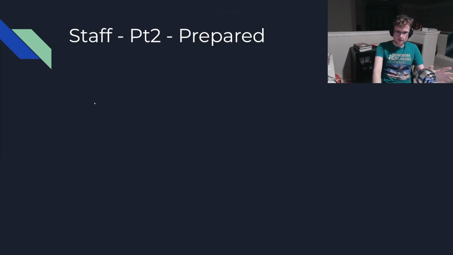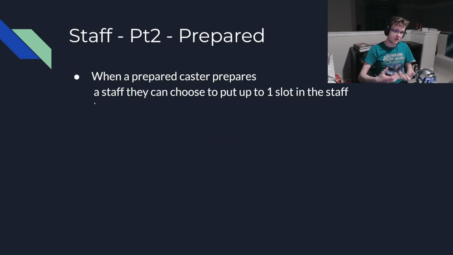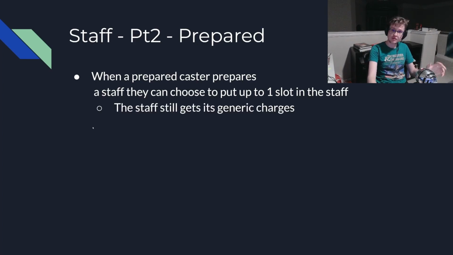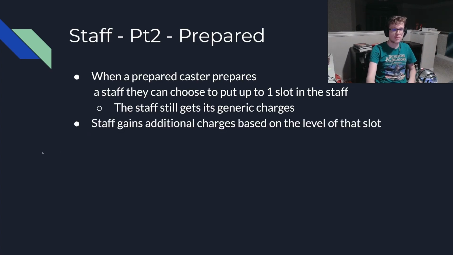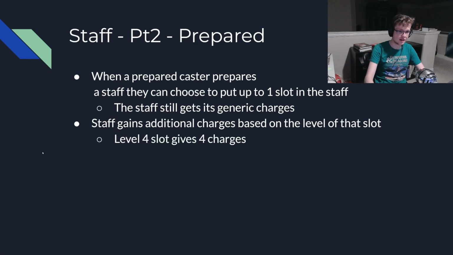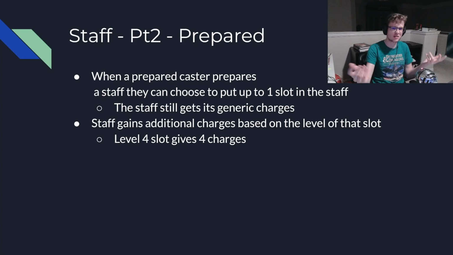Prepared staffs. So, when a prepared caster prepares a staff, they can choose to put up to one of their normal prepared slots into the staff and lose access to it for the day. The staff still gains its generic charges based on the high spell level it can cast, but also gains charges based on the level of that slot. So you put in a 4th level slot, you get 4 charges, 3rd level slot, 3 charges, etc., etc.